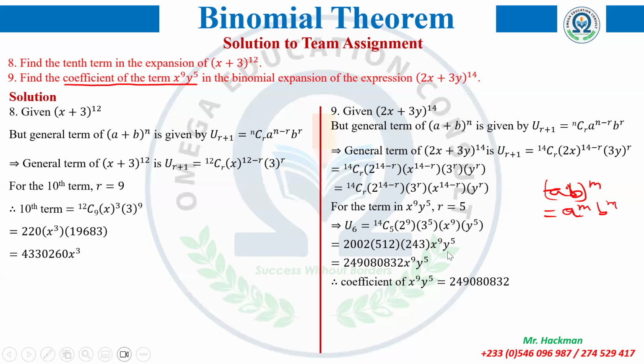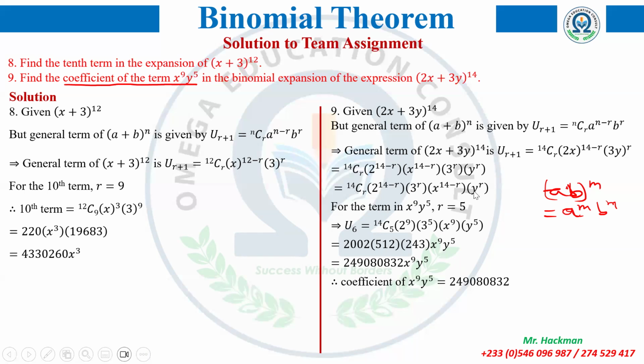But in the long run, you rearrange. Okay, so now what do we do? I have rearranged and brought the constant factors first. We are now going to look at the term in x to the power 9, y to the power 5. Okay, what do we do?